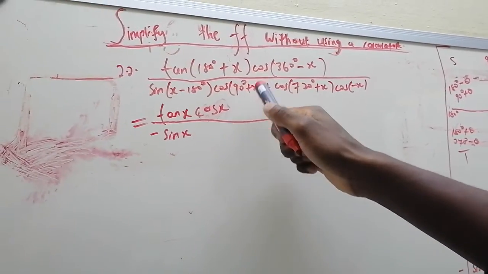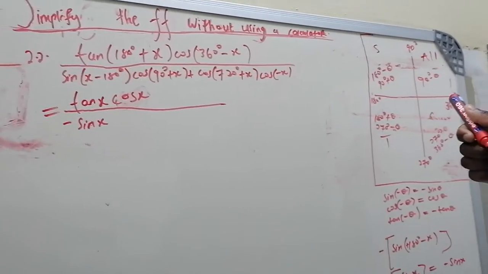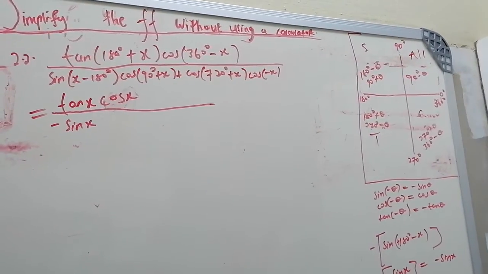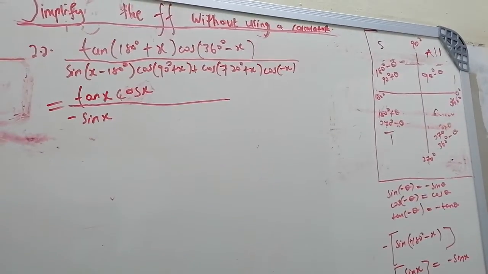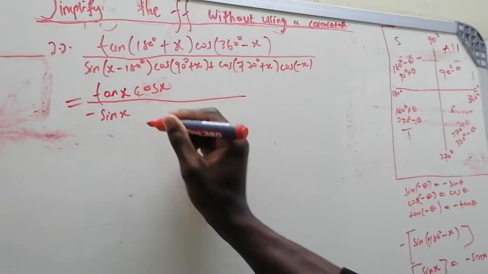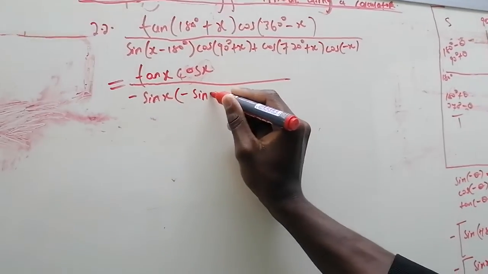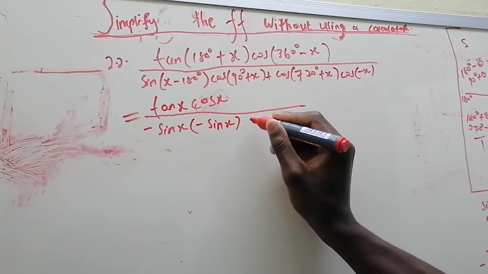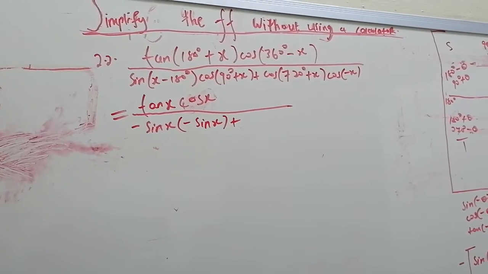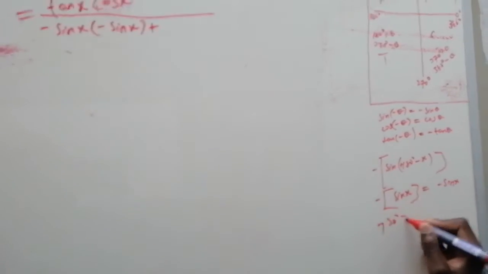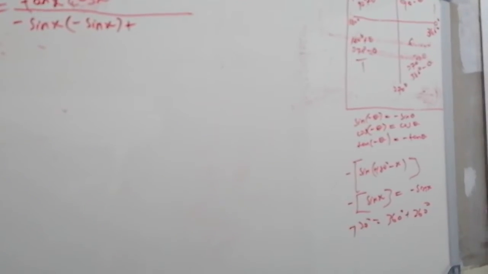Therefore, cos into 90 degrees plus x, we know that 90 degrees plus x is in the second quadrant. Therefore, cos is negative here, but we know that cos must change to be negative sine x plus. Then we know that 720 degrees will be 360 degrees plus 360 degrees.